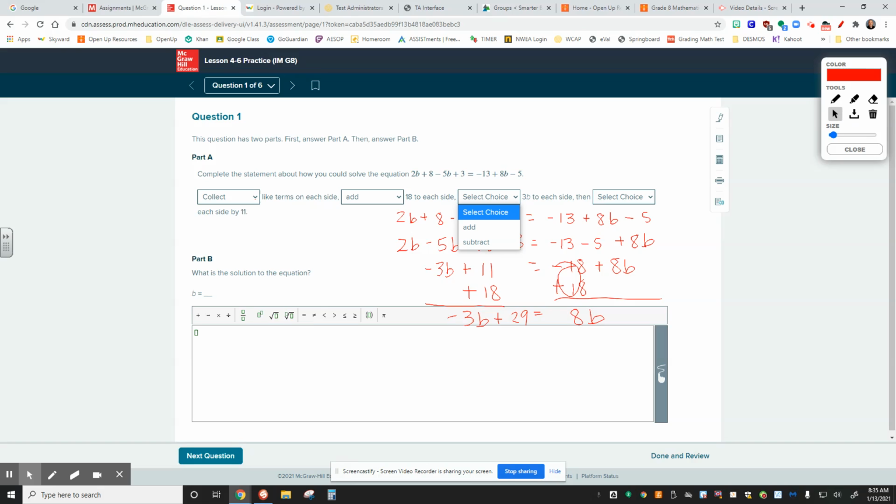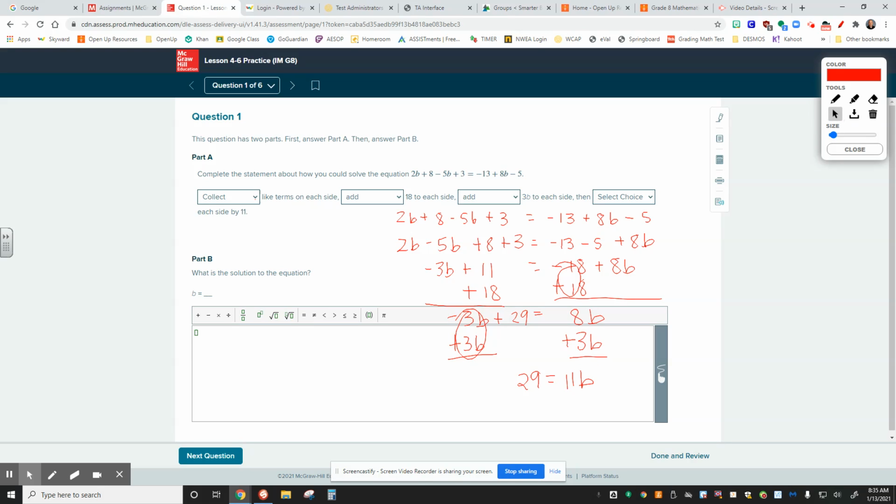Saying select a choice. What am I going to do with that 3b? Would I add or subtract? Since it's a negative 3b, what we want to do is go ahead and add 3b to each side. 3 times b here to eliminate that variable here. Add 3 times b here. And what I'm left with is 29 is equal to 11 times b.